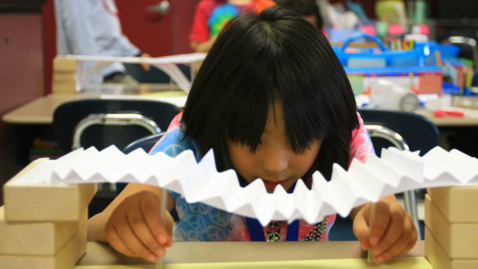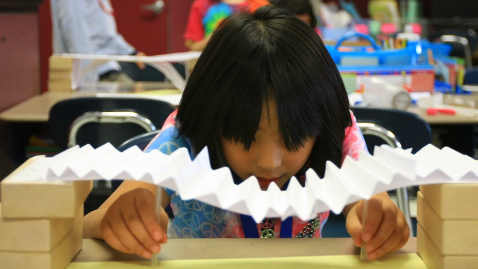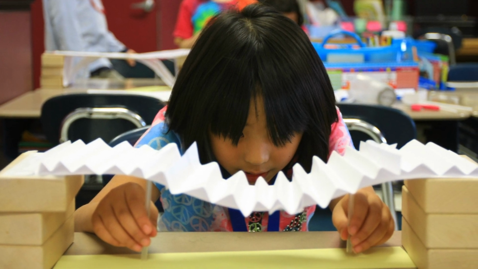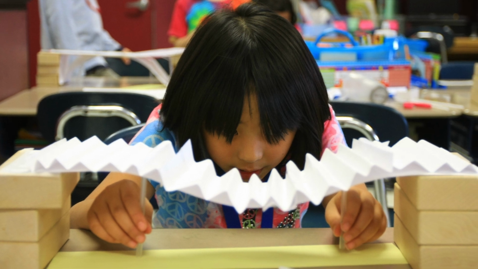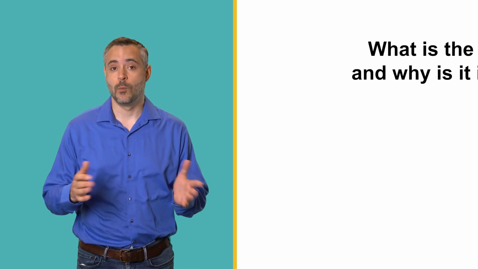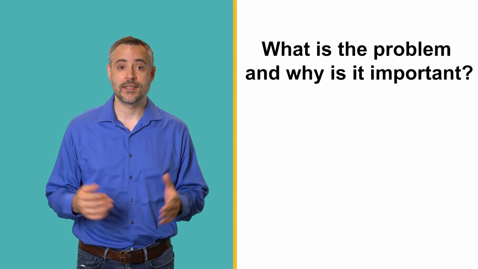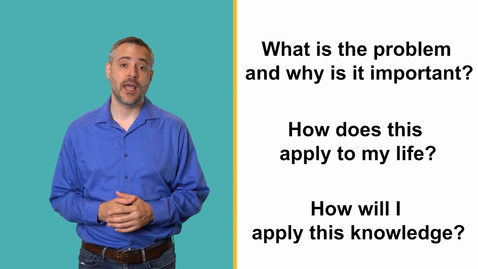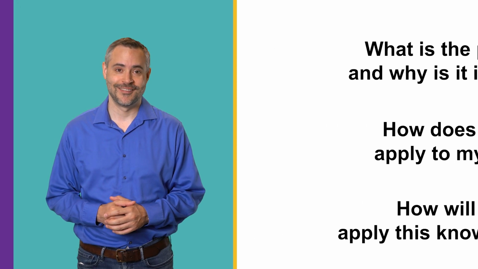Engineering and computer science ultimately focus on creating specific, context-dependent solutions. For example, a bridge over a particular river, or a program for a particular robot. Children need context to be able to recognize what the problem is, why it is important, how it applies to their lives, and how they can apply their knowledge to solve the problem.